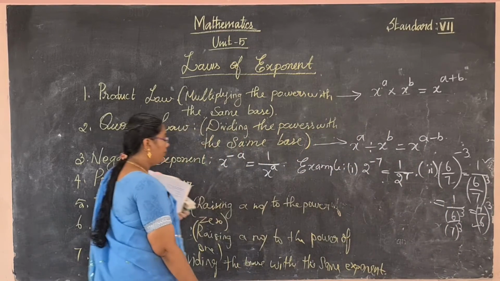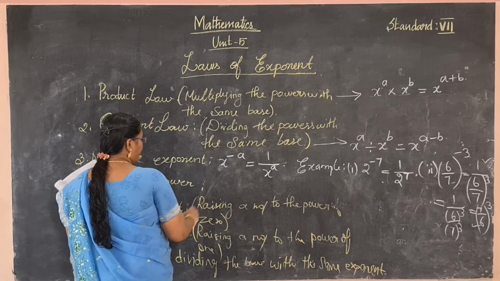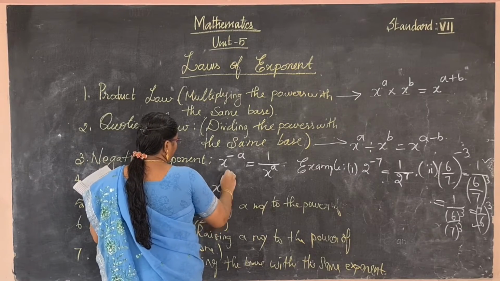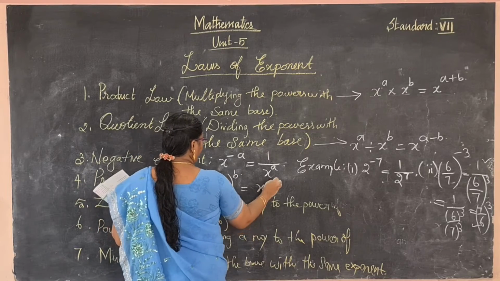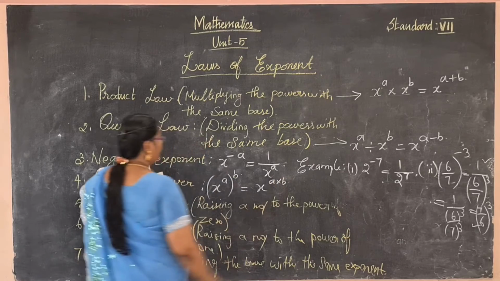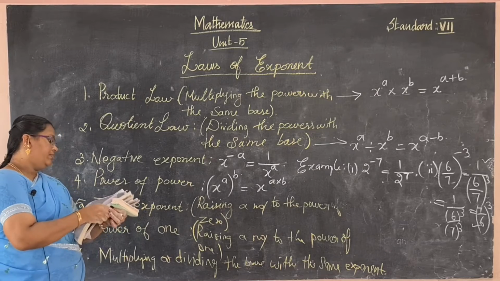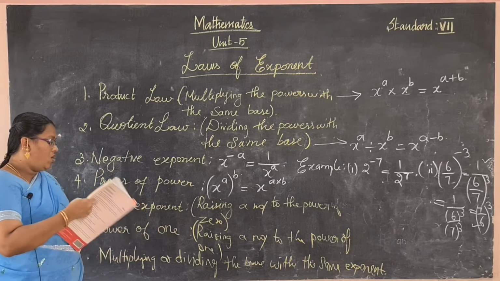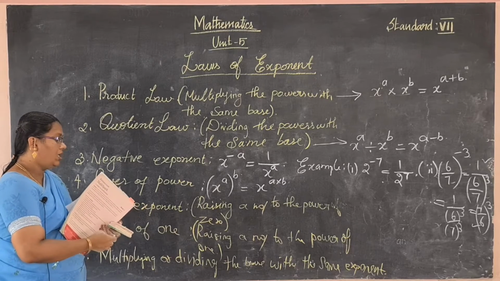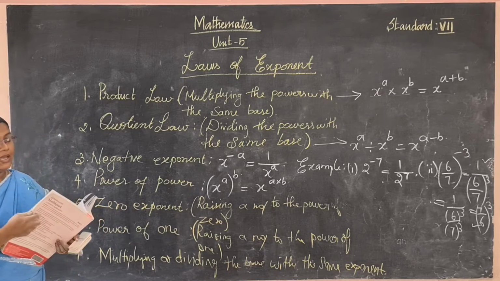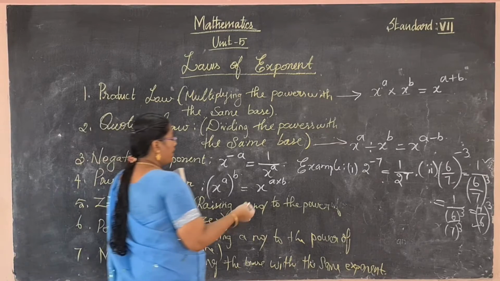You can write it either way. Okay. And next one, power of power. Power of power means x power a the whole power of b is equal to x power of a b. This is called the power of power law. Here a and b are positive integers. See the example.